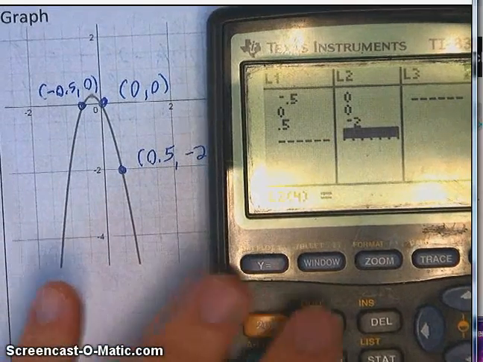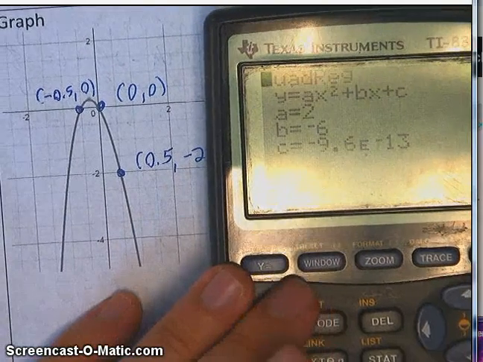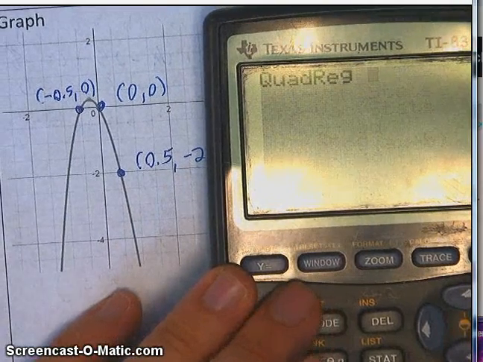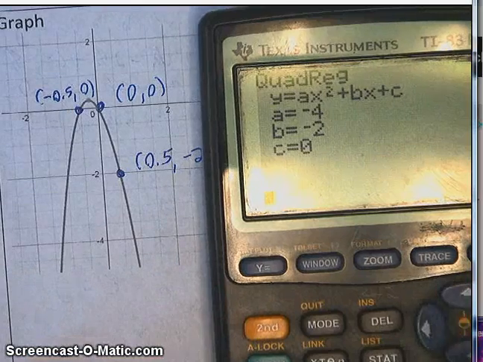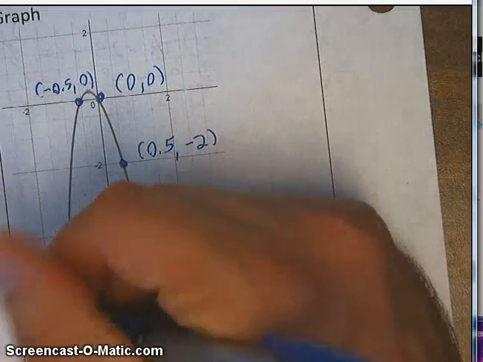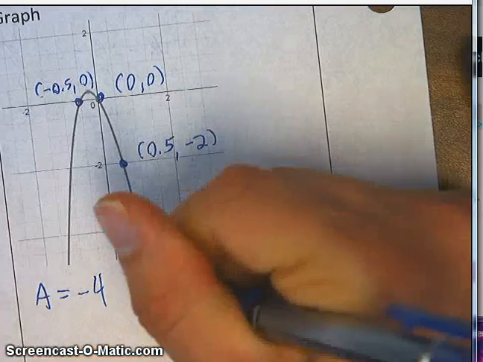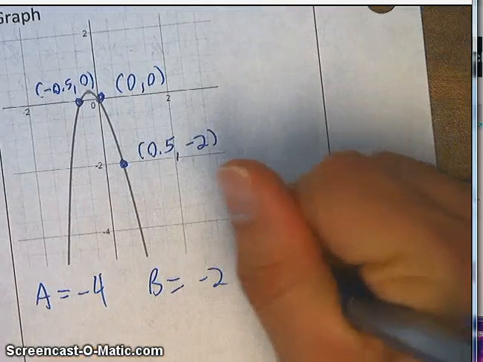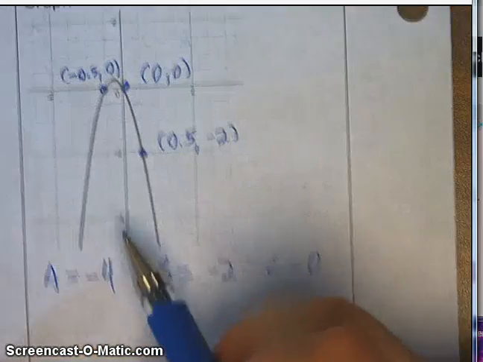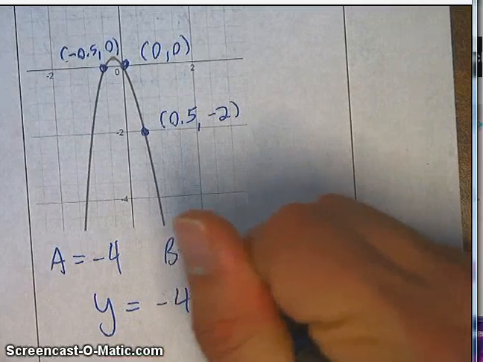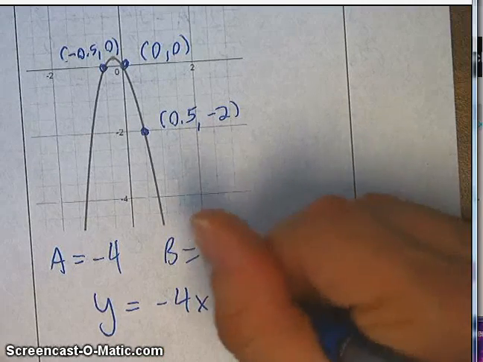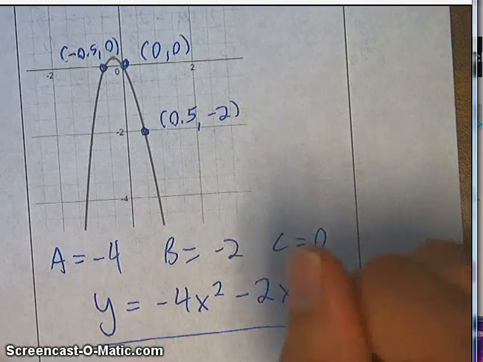And I'm going to let the calculator calculate the A, the B, and the C for me. Stat calc 5. I got -4 for A, -2 for B, and 0 for C. So A equals -4, B equals -2, C equals 0. So this quadratic equation for this graph right here is y equals -4x squared minus 2x.